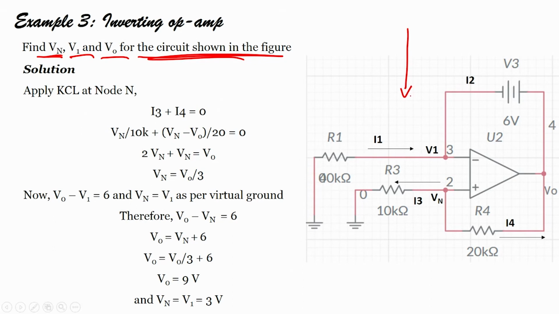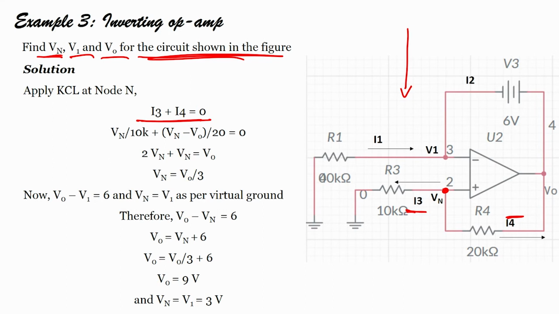For this particular circuit we have to find a lot of things. So, let us see. If I use the circuit first at node n, I will use Kirchhoff current law at node n, and what will I have? I will have I3 and I4 here. So, that will be I3 plus I4 equal to 0, according to Kirchhoff current law.